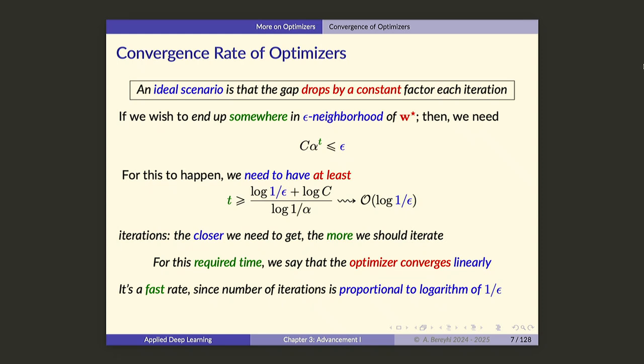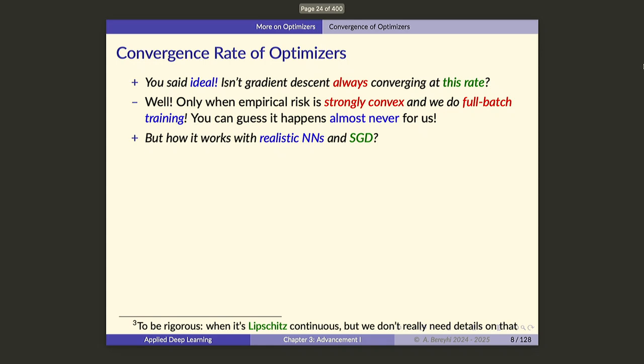And this means that the amount of time you need to spend to get close to your optimal point, or epsilon close to the optimal point, is proportional to the exponent of that epsilon, right? Linearly. But what you get in practice, of course, as I said, this is not going to be the case, right? This is the very ideal case. In practice, this is not happening, right?